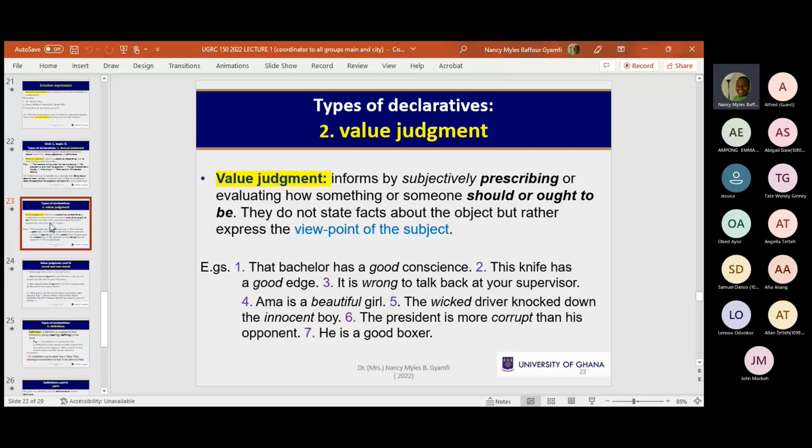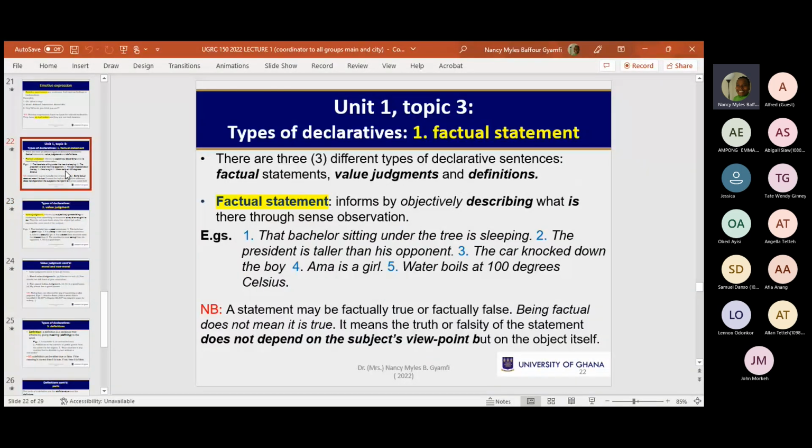So if I said the wicked driver knocked down the innocent boy, see how a journalist can introduce these value judgments into her report. You are supposed to tell us what you saw. A car knocked down a boy. Look at example 3. That is a factual reporting of what you observed. You went to the election place. This is what you saw. You tell us. Don't put value judgment into it. You reduce the degree of objectivity in the analysis we are making.